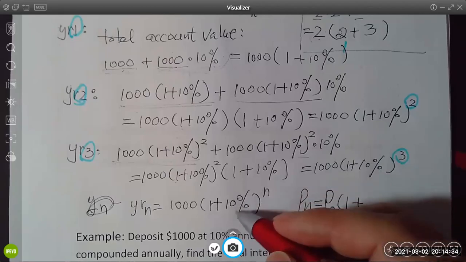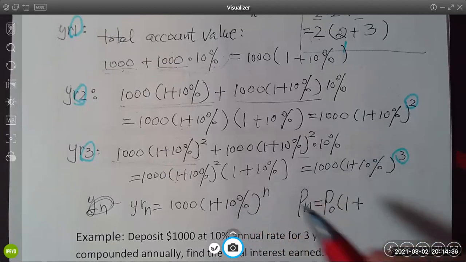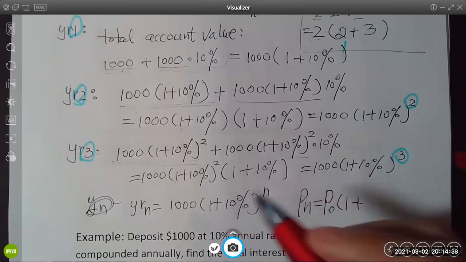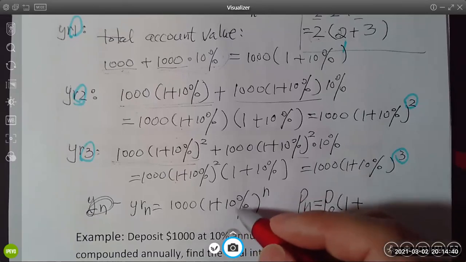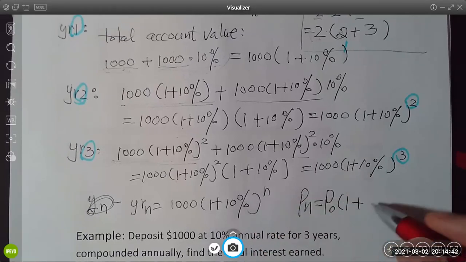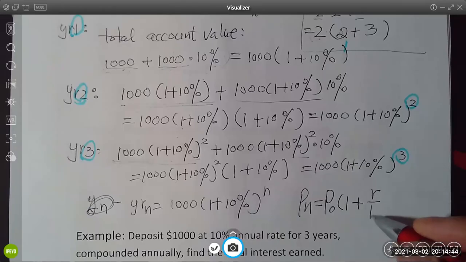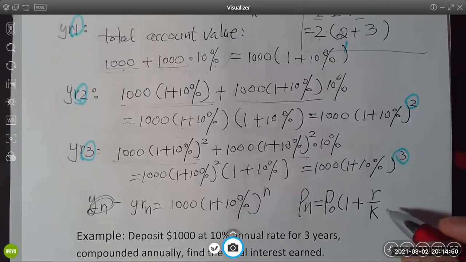That's why we need to change this formula a little bit to correspond to the frequency the account is compounded. That's why they have this r over k. k represents how many times the account is compounded per year. Again, for example, if you have an account that is compounded monthly, this whole yearly rate has to be divided by 12 to get a monthly rate. How much you get per month.